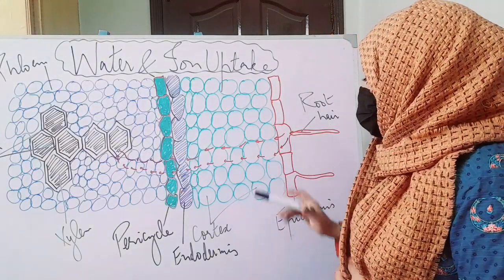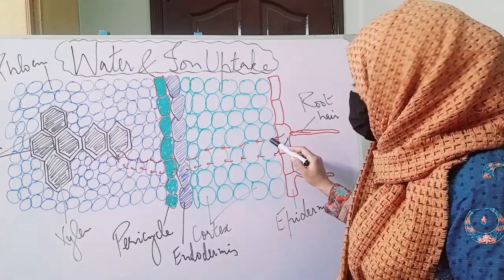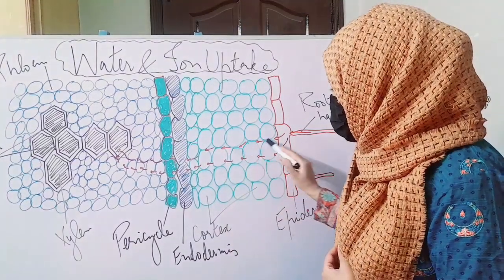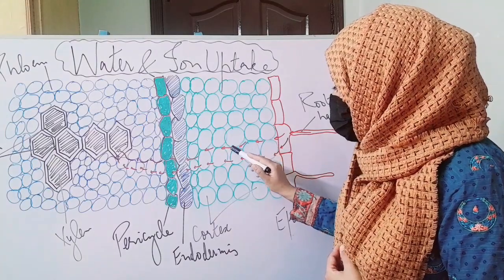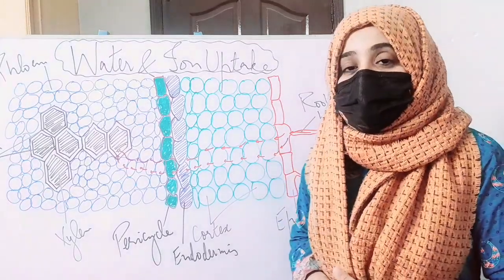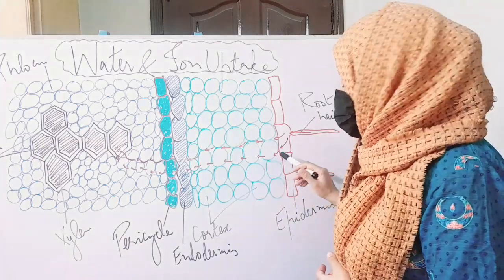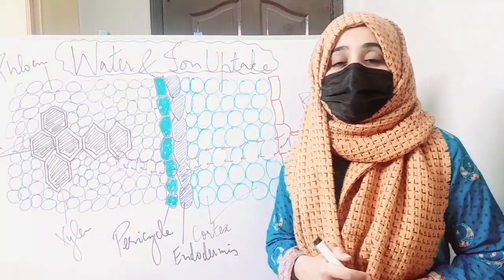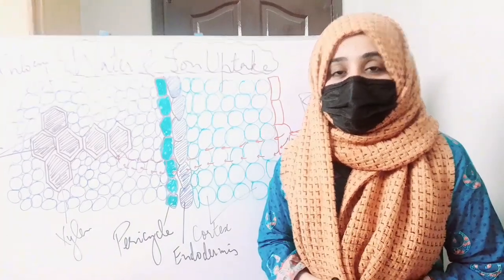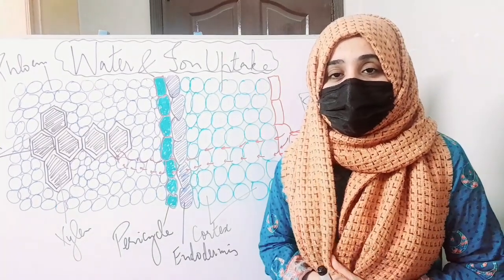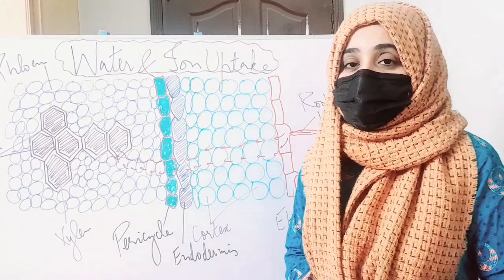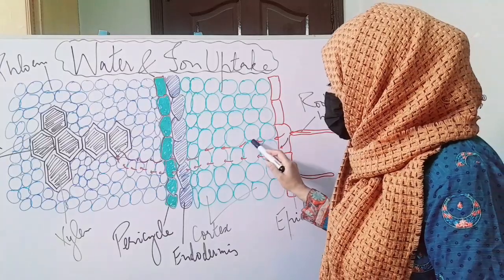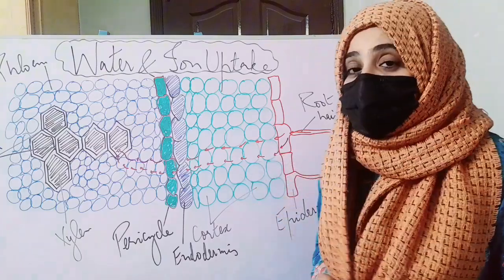The first route is the movement of water and mineral salts through the intercellular spaces between the cells, like this. And the second route is the movement through plasmodesmata. Plasmodesmata are specialized openings or pores in the cell walls of adjacent cells through which their cytoplasm is connected. The movement of water is carried out in two ways: the first through the intercellular spaces, and the second through plasmodesmata.